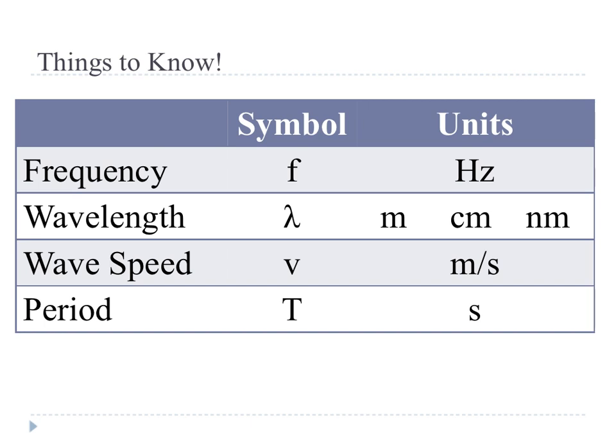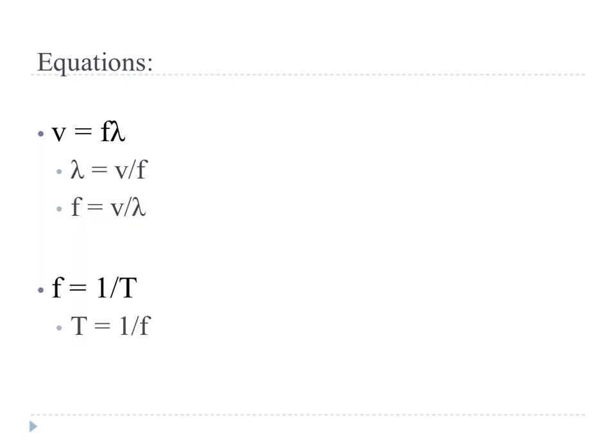Reminder, these are just reminders because we are going to do a few calculations today. Frequency, you should know this from your quiz, is measured in hertz. Wavelength is measured in meters, centimeters, or nanometers. Wave speed is a speed, so meters per second. And period is symbolized with T, and it's measured in seconds.